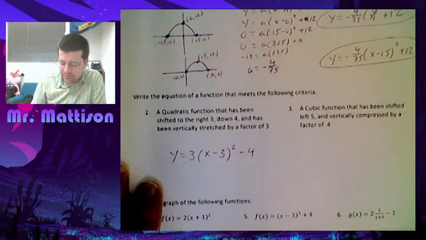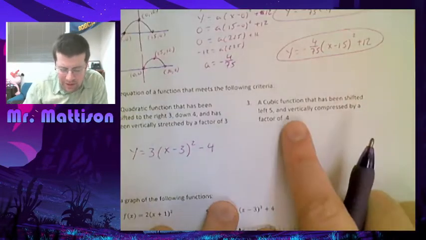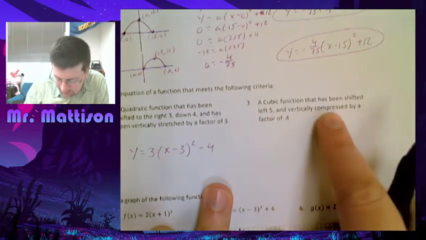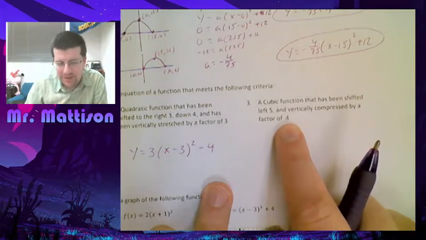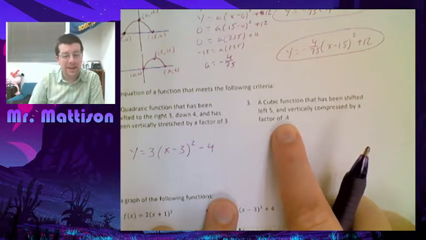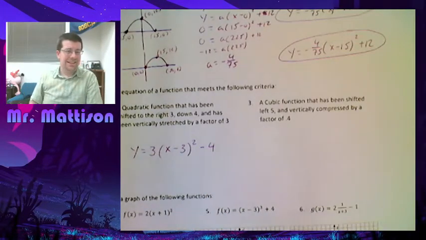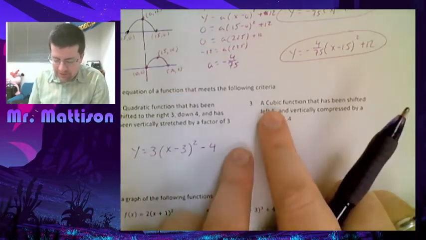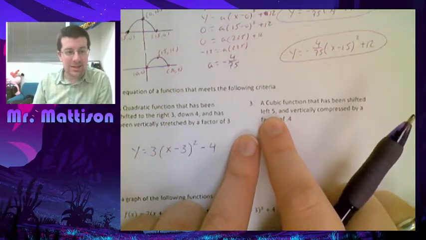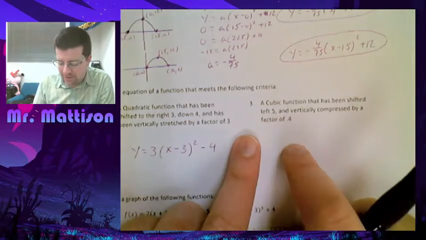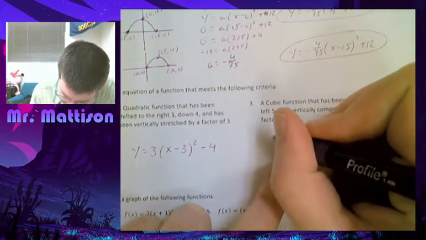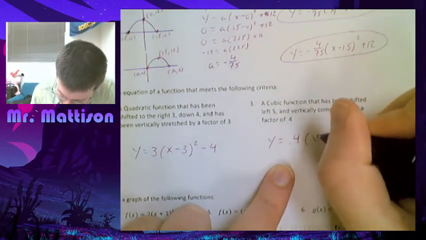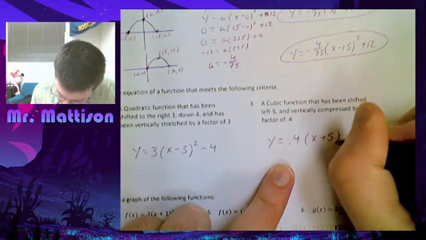Over here we have a cubic function. So we're going to be shifted left 5 and vertically compressed by a factor of 0.4. So that 0.4 is going to be my a, since that's less than 1, that's what causes it to be compressed. And left 5 means that my h is negative 5, so it would be a plus 5 inside of the parenthesis. So I'm going to have y is equal to 0.4 times (x plus 5) to the third.